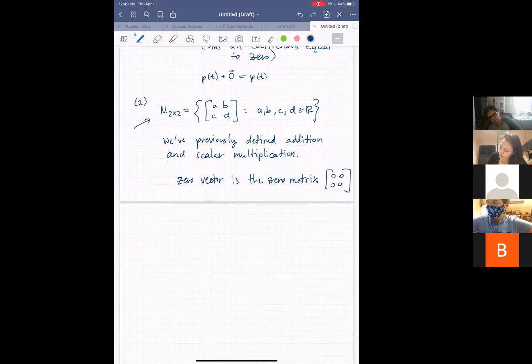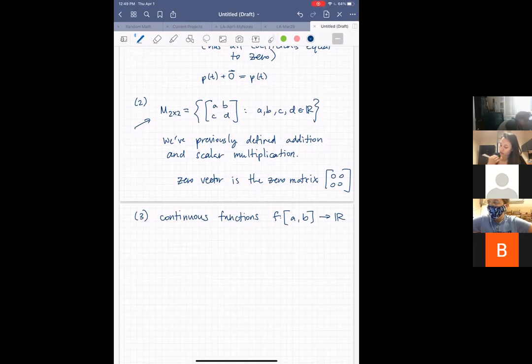We can also look at the set of all continuous functions. So we'll look at the set of all continuous functions whose domain is the interval a to b and whose codomain is R. So just the collection of all functions like this.